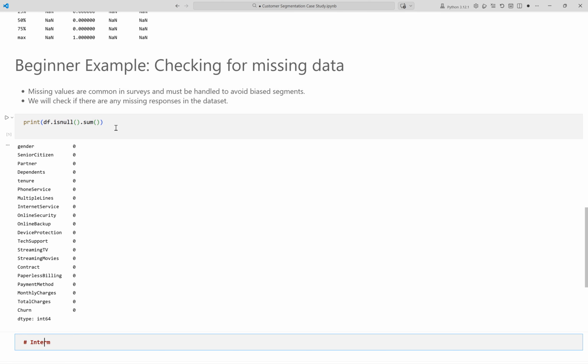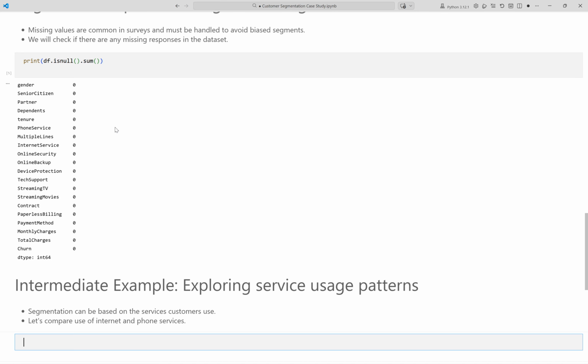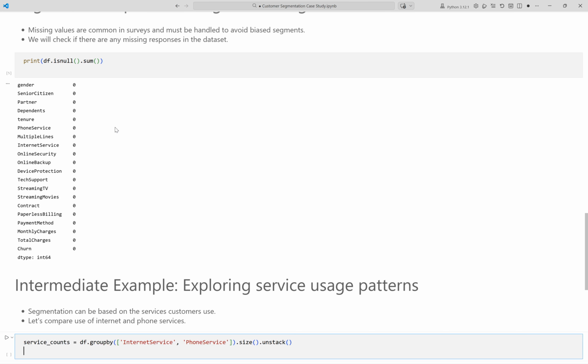Intermediate example: exploring service usage patterns. Segmentation can be based on the services customers use. Let us compare use of internet and phone services. We analyze how many customers use different internet and phone service combinations, which helps define meaningful segments.